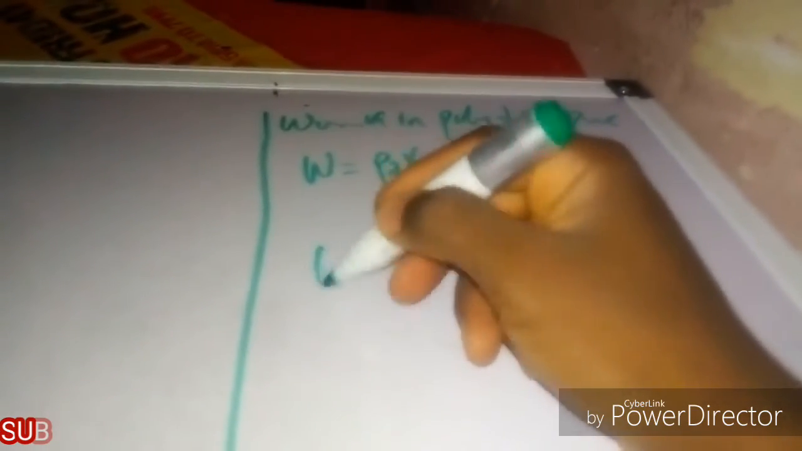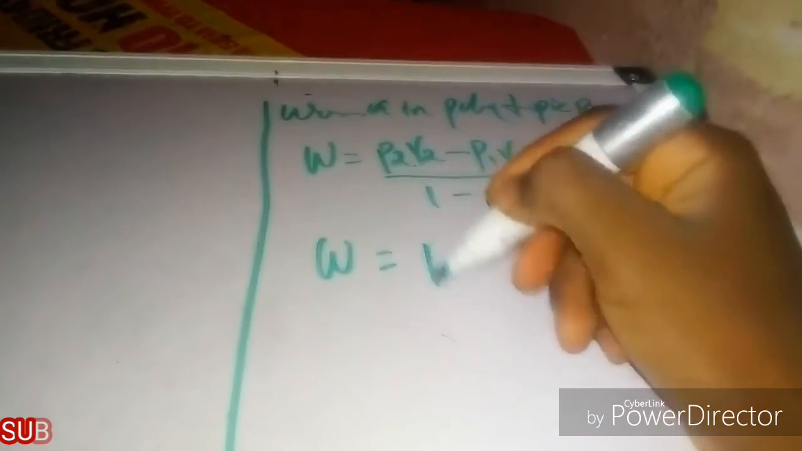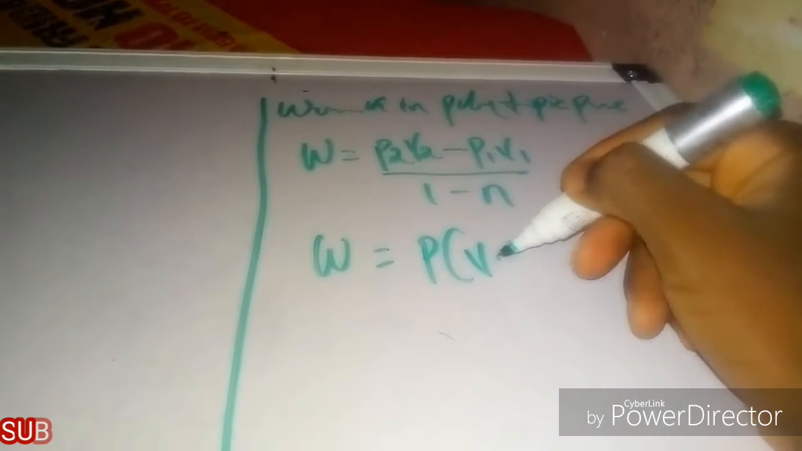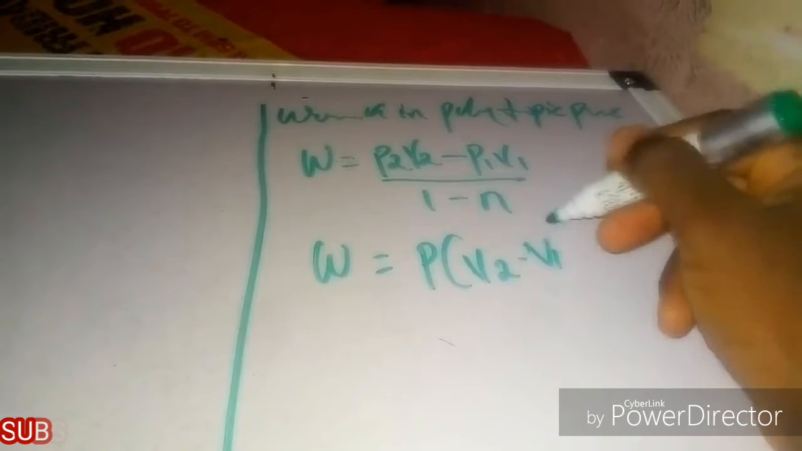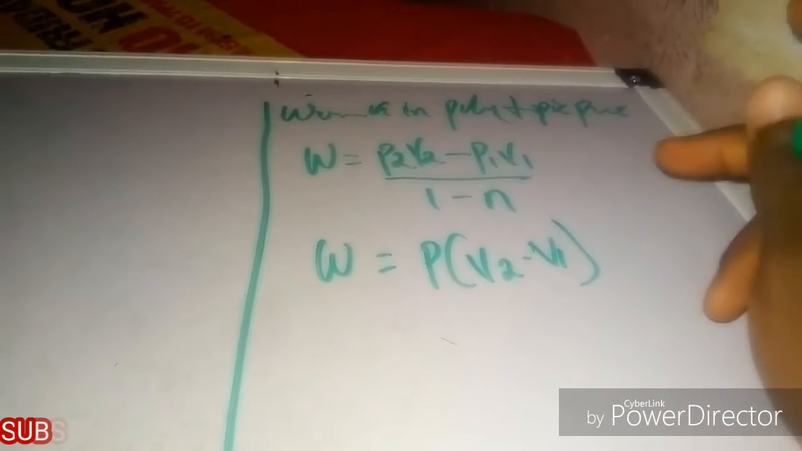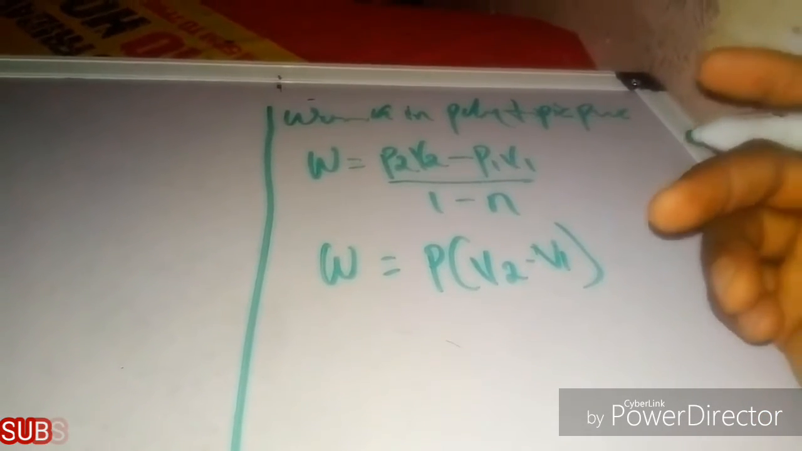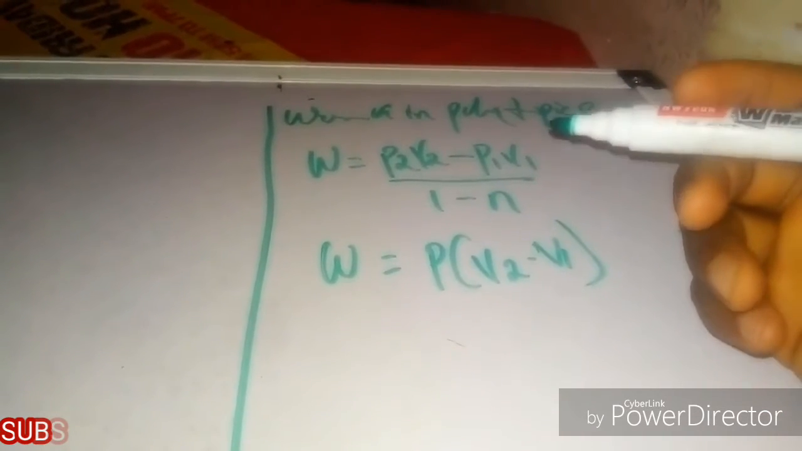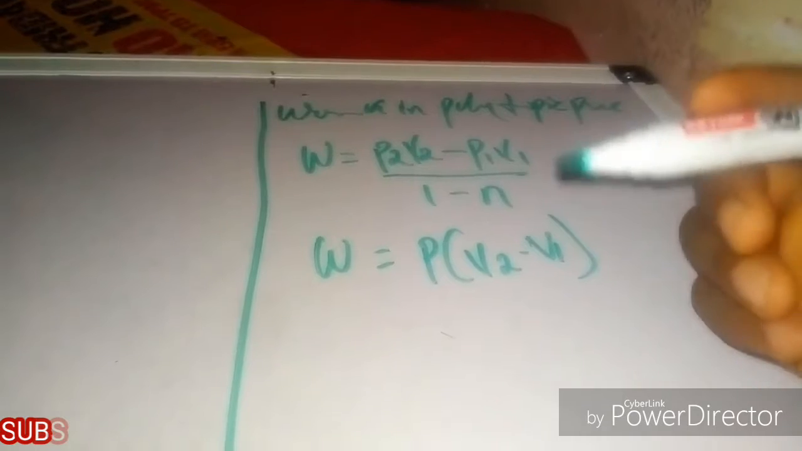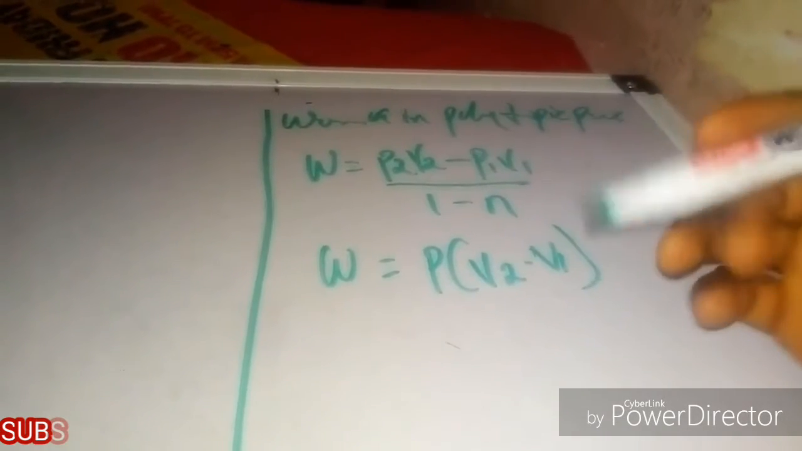We also have work done in the isobaric process. In an isobaric process, we say the work done is equal to P times V2 minus V1. And when we talk about an isobaric process, we know that the pressure is constant. But in a polytropic system, we said that the heat is constant. That means the heat is not changing in the process.